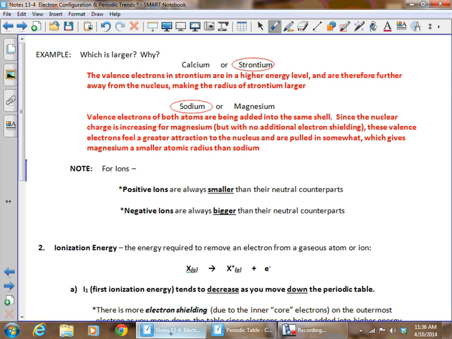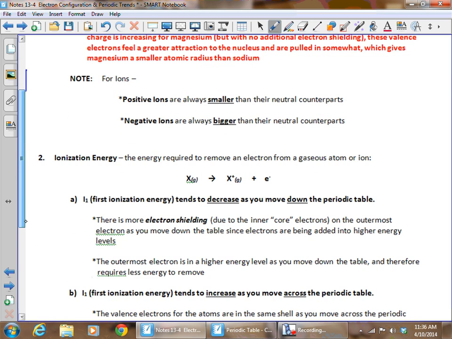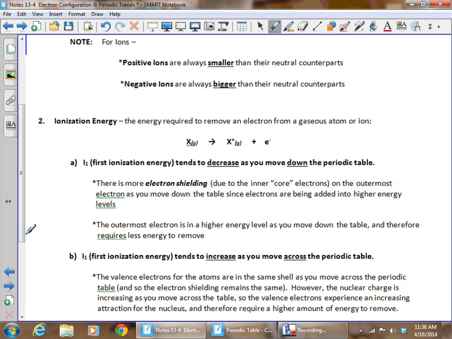Now for ions, positive ions are always smaller than their neutral counterparts. Think about what happens. Positive ions are usually removing all of the valence electrons from that outer shell, which usually means that we've dropped back down into a lower energy level. So we have to keep that in mind for those positive ones.